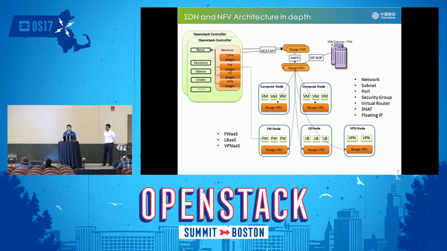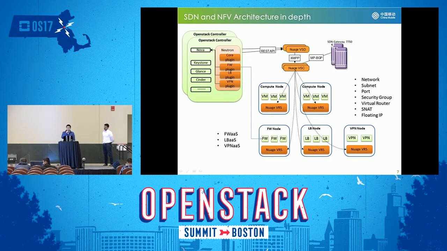This is the current OpenStack SDN and NFV management architecture. OpenStack Neutron manages the SDN controller; all the virtual network related operations and the NFV related operations are both managed by Neutron via different plugins. On the left side are the OpenStack controller nodes, which run Nova, Keystone, Glance, Cinder, Neutron, etc. The Neutron core plugin calls the Nuage VSD REST API. VSD calls Nuage VSC via XMPP. VSC controls Nuage VRS via OVSDB and OpenFlow.